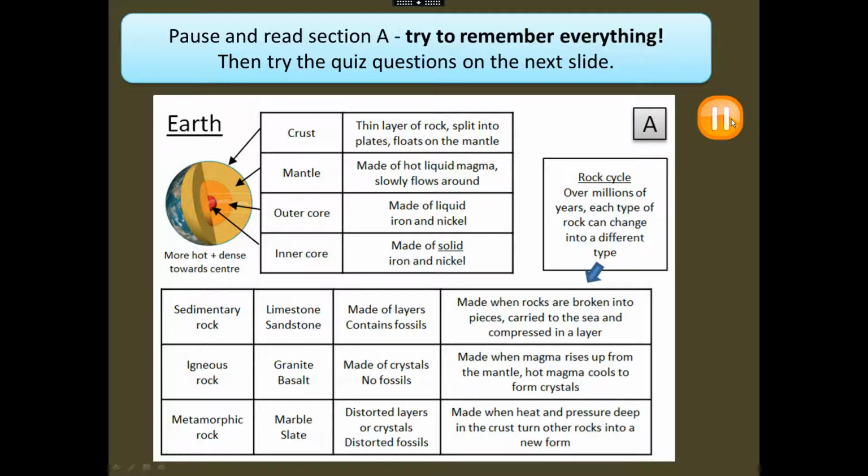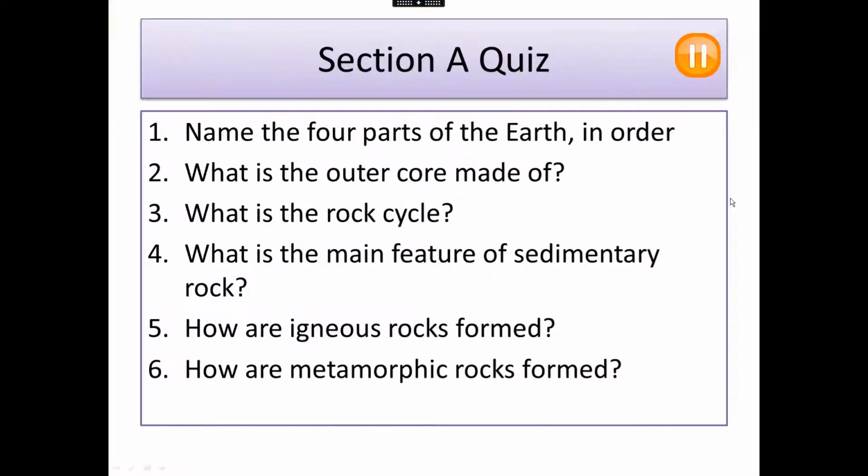Okay, I hope you've taken your time to try and remember everything in section A. Here come the quiz questions. You can write these down, you can jot these down, or you can just think it to yourself. But can you remember what was in section A? Pause the video for as long as you need and answer these questions.